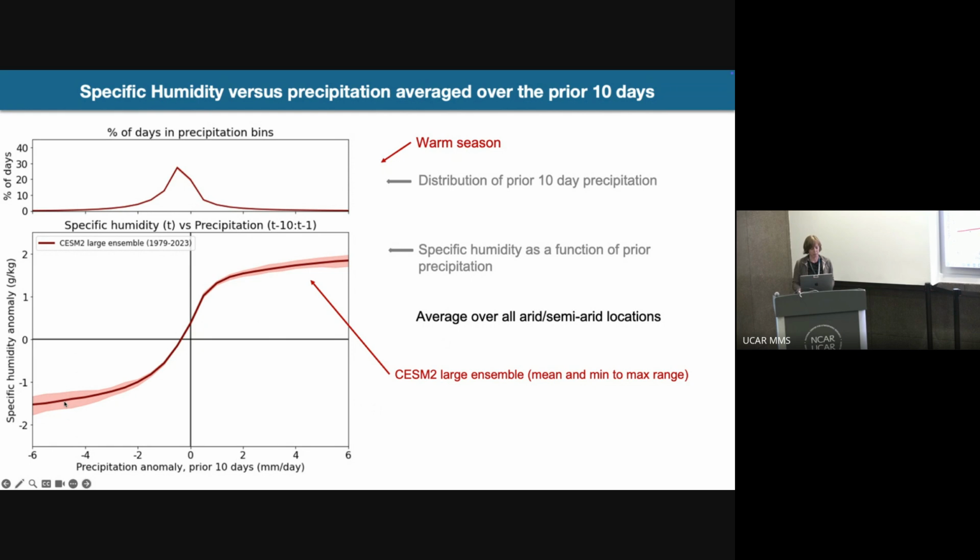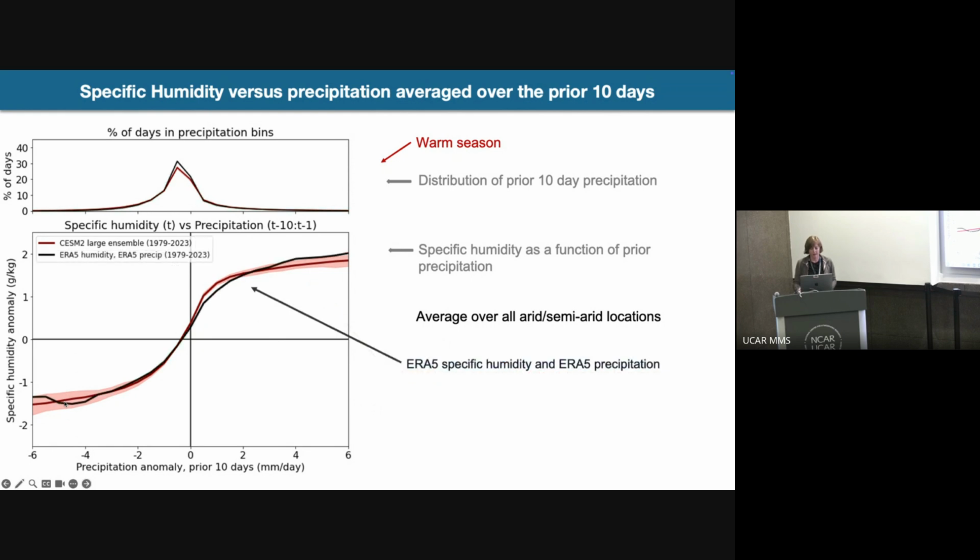You can see that when it has been dry in the models in these regions, near surface humidity is very low. Here's what it looks like in ERA 5, and these look very similar. Of course, we have questions now about whether we can trust the daily variability in ERA 5, but it does look very similar to CESM. And this is what you get, still using ERA 5 near surface humidity, but instead using GPCP precipitation.